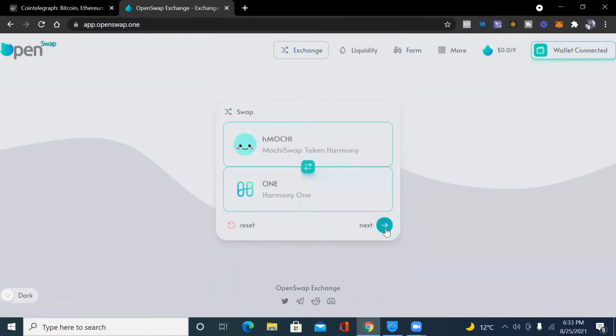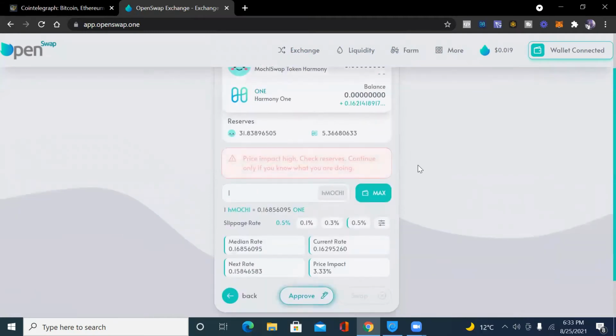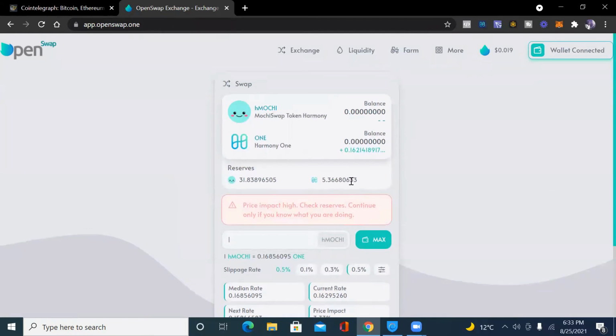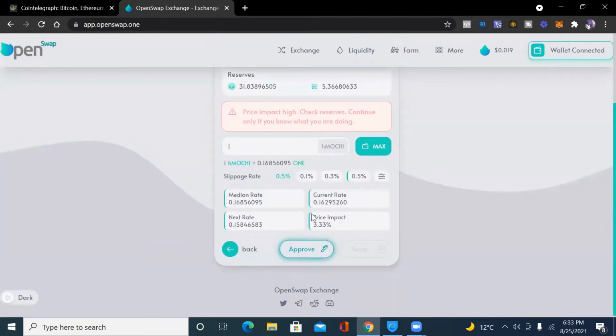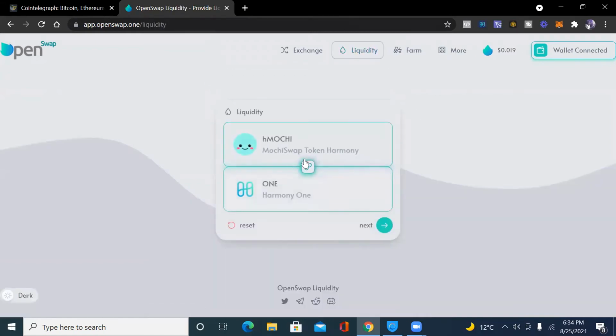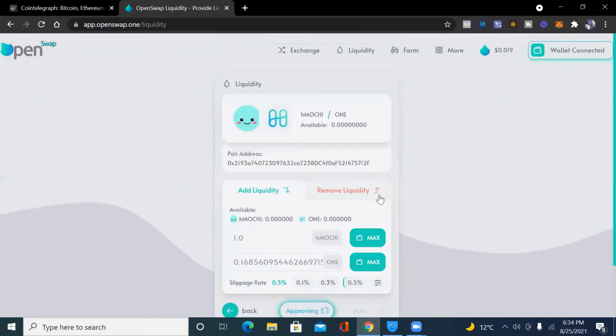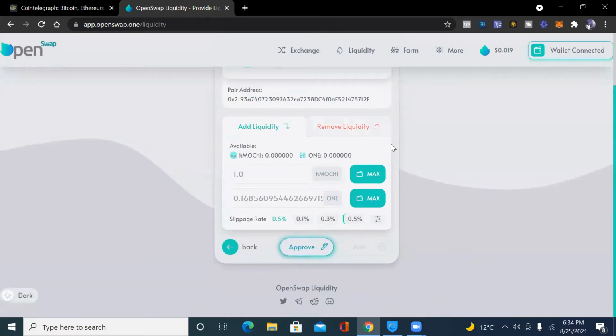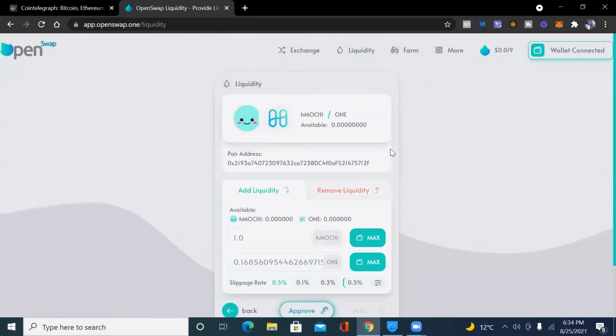With the swap, we click on swap, and this is the exchange portion. I don't have anything in my wallet, so I just want to see what it looks like. It shows my balance, and it tells you the median rate, current rate, next rate, and price impact. Since I don't have anything in my wallet, I can't really show you the exchange, but that is how it looks. This is the liquidity portion, and that is how you would go about adding liquidity if you wanted to make a liquidity pool.